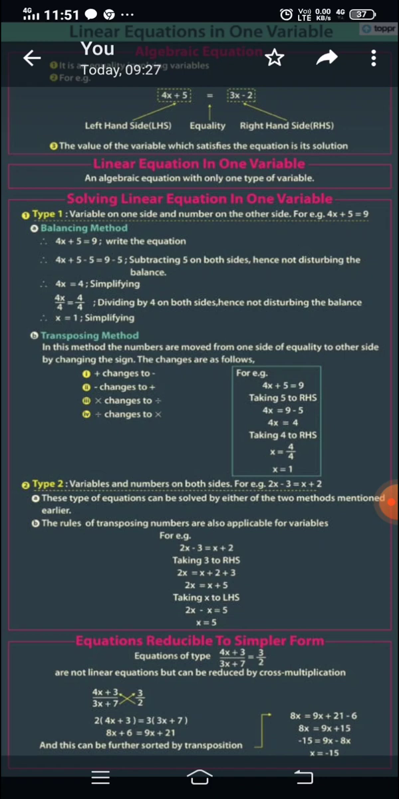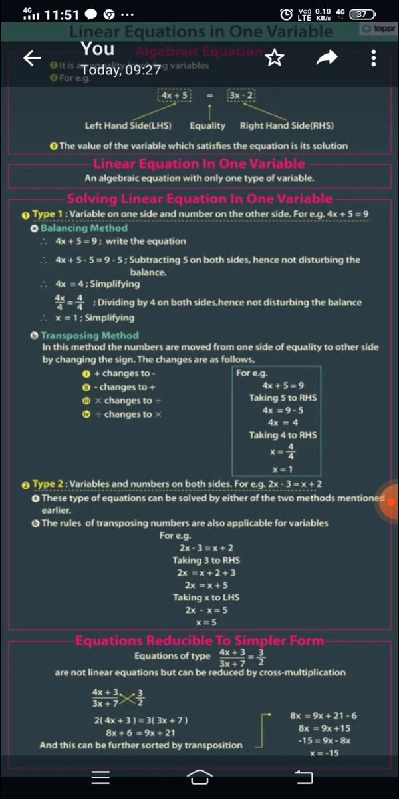Now we have an example: 4x plus 5 is equal to 9. So we will reduce the constant from the left hand side. To reduce the constant we have to subtract 5 from both sides. After subtracting, 4x is equal to 4. For simplification, 4x over 4 is equal to 4 divided by 4. Now we have the solution of the equation, x is equal to 1.